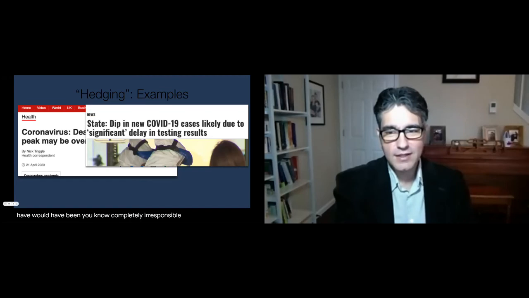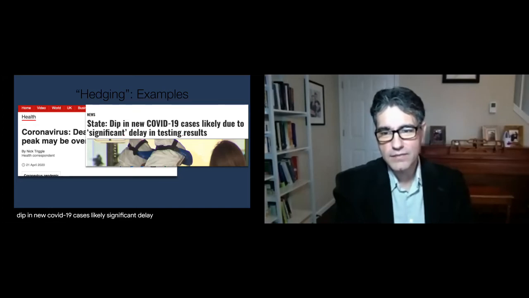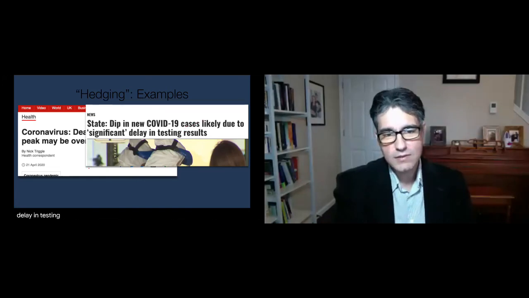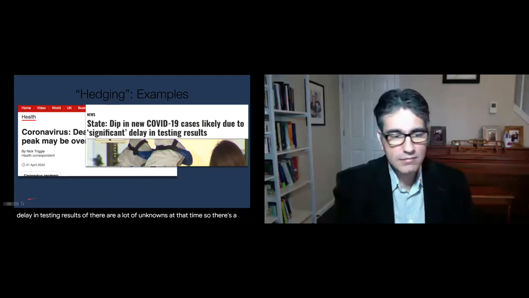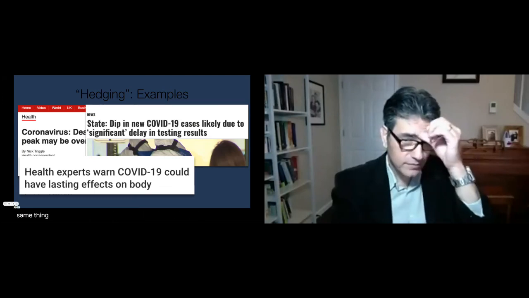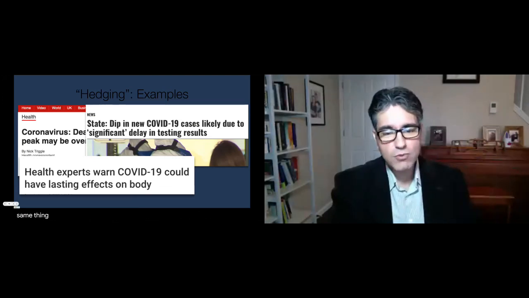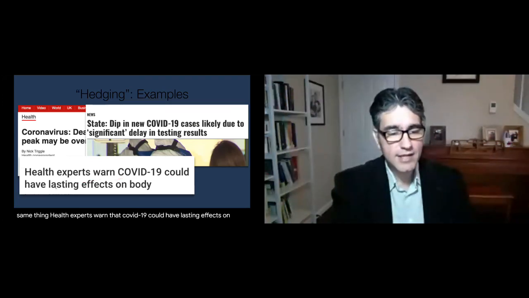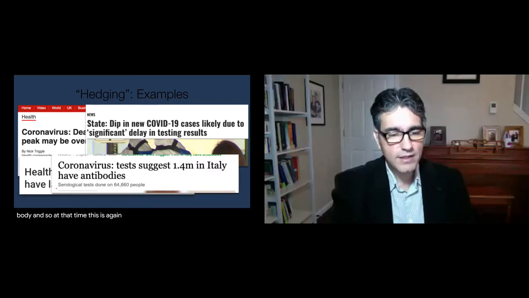Same thing with here. Dip in new COVID-19 cases likely due to significant delay in testing results. So there are a lot of unknowns at that time. So there's likely, they don't know. They didn't know. They had to hedge. Here, the same thing. Health experts warn that COVID-19 could have lasting effects on the body. So at that time, this is again 2020, they didn't know. They have to hedge. Same here.